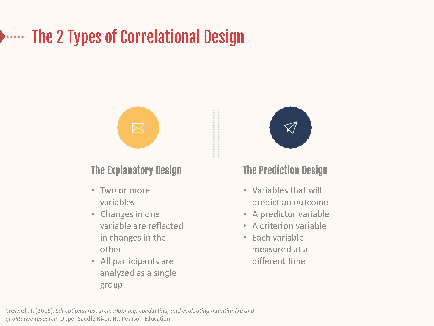Explanatory design focuses on two or more variables to collect data. One thing to note is that data is collected at one point in time. The researcher will analyze all participants as a single group and will obtain at least 2 scores for each individual in the group, 1 score for each variable.